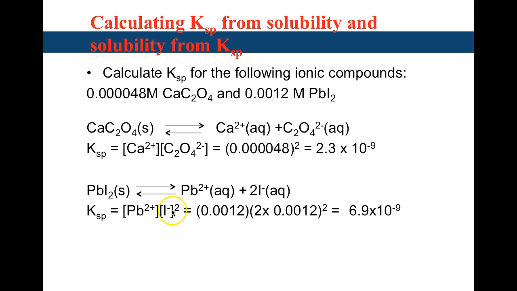Now, if you have something like lead 2 iodide, which breaks up into the lead 2 ion and the 2 iodide ions, then you're forming one of this and two of that, right? So 0.0012 of the lead and 2 times 0.0012 of the iodide, and in the expression it's squared, so you'll have to square it. So that when you work out, it comes out to be 6.9 times 10 to the power negative 9.